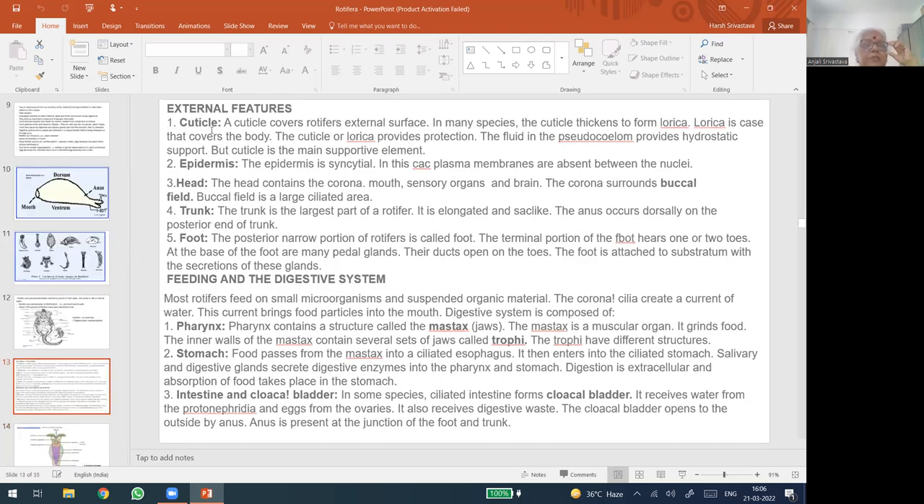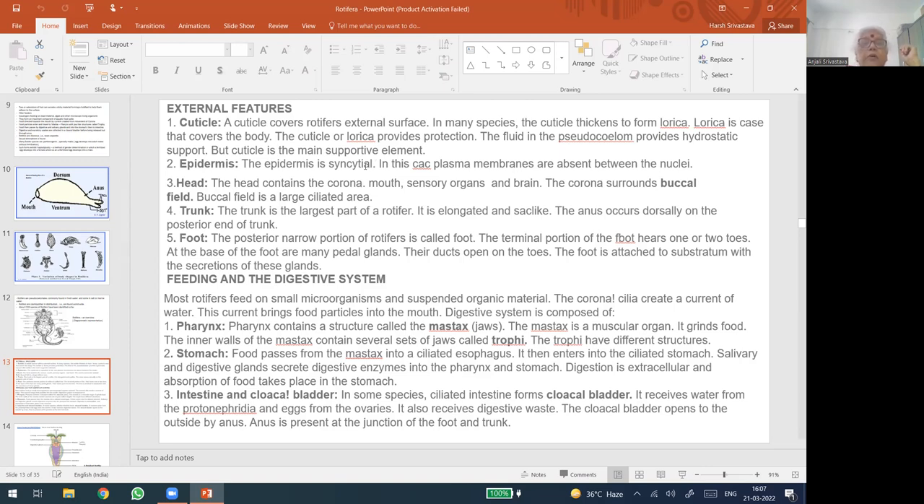Now the external features, if we see one by one: the cuticle. The body wall is covered with a cuticle, where this cuticle thickens to form a lorica that covers the body. The cuticle or lorica provides protection. The fluid in the pseudocoelom provides support. But the cuticle is the main supportive element, and the epidermis is syncytial in nature.